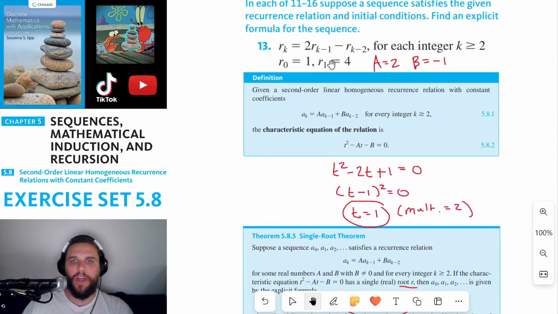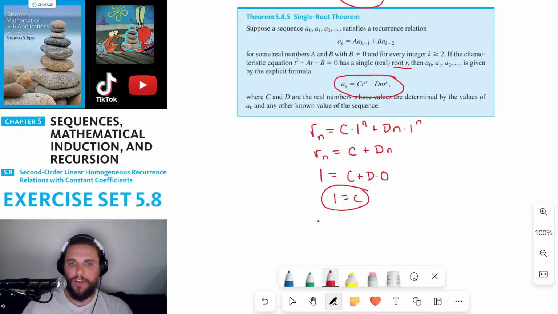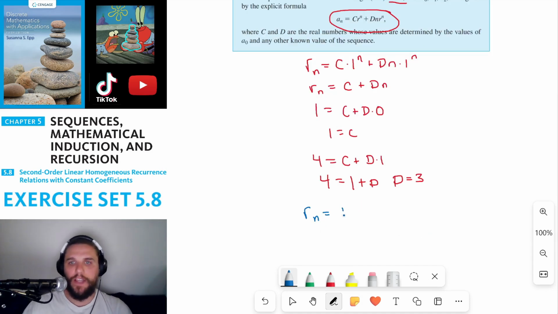And we're also told that if we plug in n equals 1, we get 4. So that means 4 should be the result of plugging in n equals 1. Now we already know what c is. c is just 1, so 4 equals 1 plus d, which means d equals 3. This means that the solution is r sub n equals 1 plus 3n.